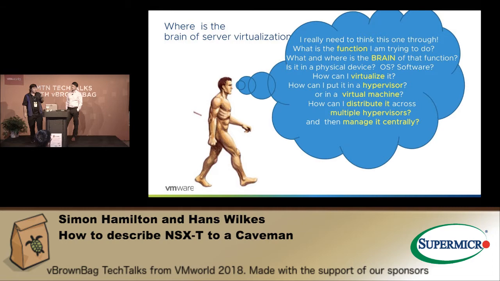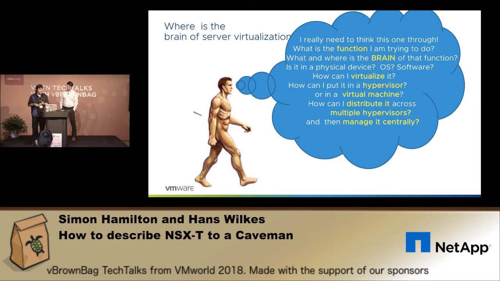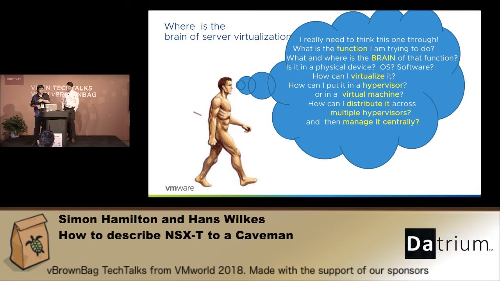So this is where I'm going to just read the slide. The caveman here says, I really need to think this one through. What is the function I'm trying to do? What and where is the brain of that function? These are the questions you need to ask yourself. Is it in a physical device? Is it in the OS, the software? Next question, how can I virtualize it? How can I put it in a hypervisor or in a virtual machine? How can I distribute it across multiple hypervisors and then manage it centrally?